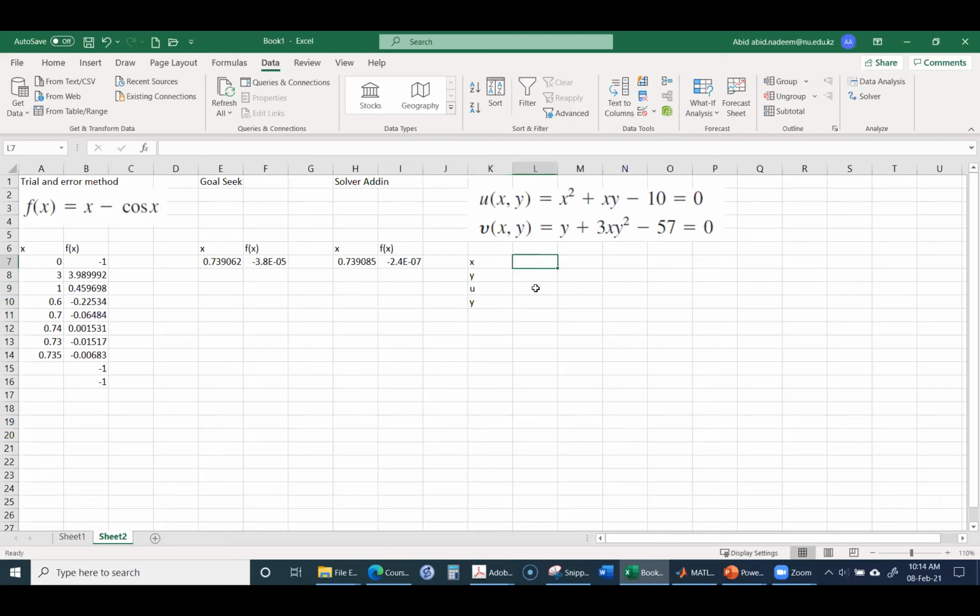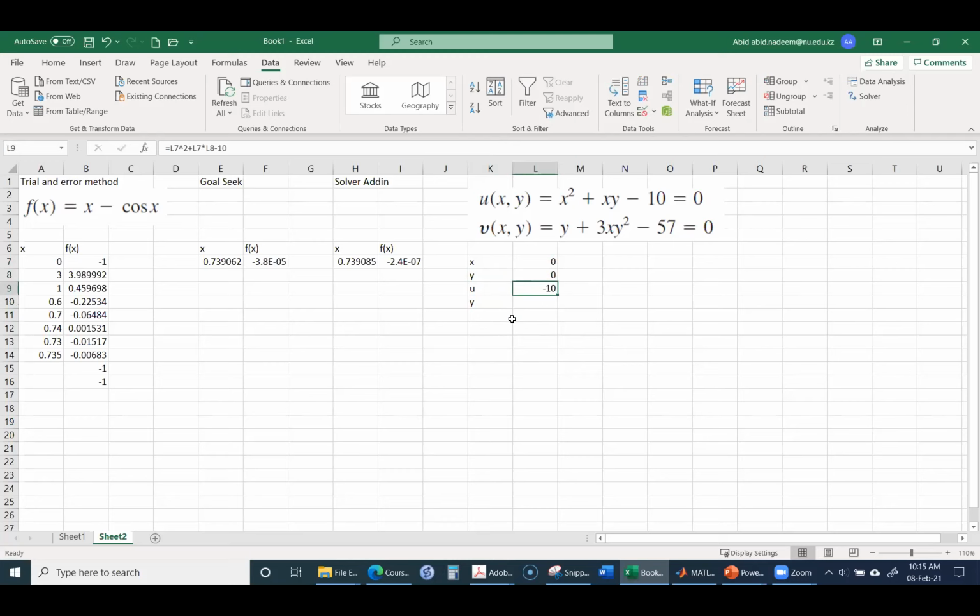Initially we can assume, say, 0 and 0 for these values, okay? And then what will be the function u? u will be equal to x square plus x times y minus 10. So this will be the value, okay?